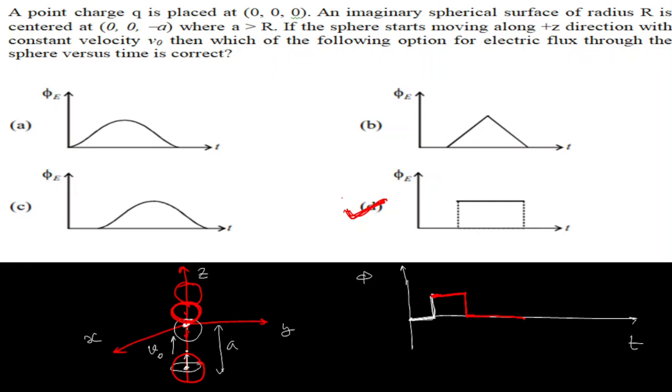Again, since this sphere is moving upward, after some time the lower surface of the sphere will cross the origin. At that point again flux will be 0. So you will get a figure like this. Flux versus time will give you a graph like this. So correct option will be option D.